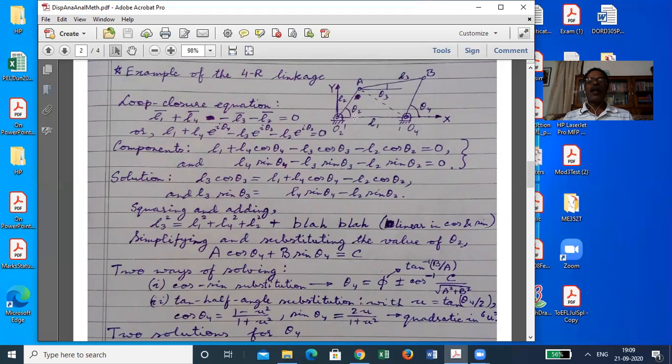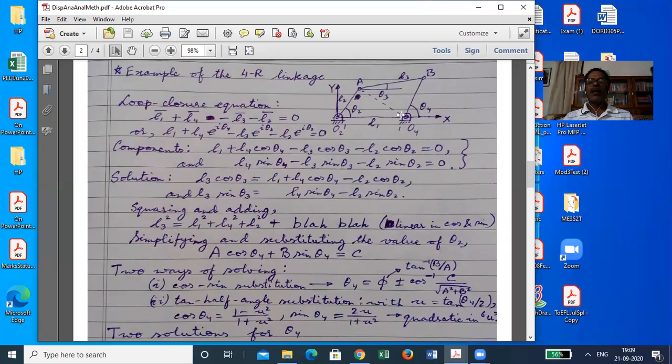And if you identify the x and y axes like this, or real and imaginary direction axes like this, then this complex number is going to be completely real. That is, its imaginary component will be 0, which is fine. Even if it were not so, it would not matter much. You would not mind. So now write the loop closure equation. There is a single loop, so only one vector equation.